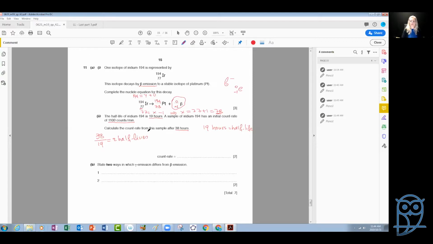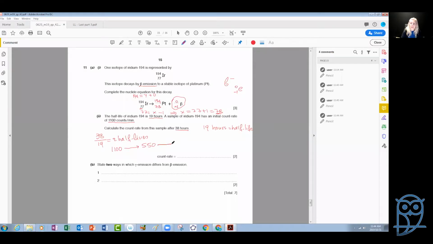Okay, calculate the count rate from this sample after 38 hours. Initially, the count rate was 1,100. 1,100 was the count rate. That was the initial count rate. After 1 half-life, this will give us half the count, isn't it, per minute? So what is half of 1,100 is 550 counts per minute after 1 half-life.